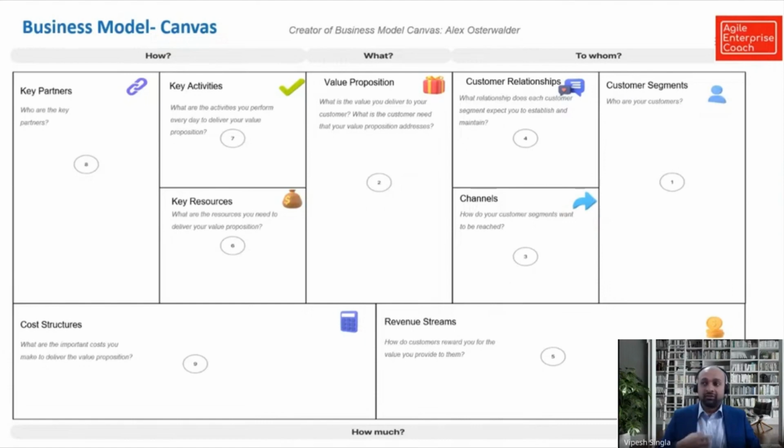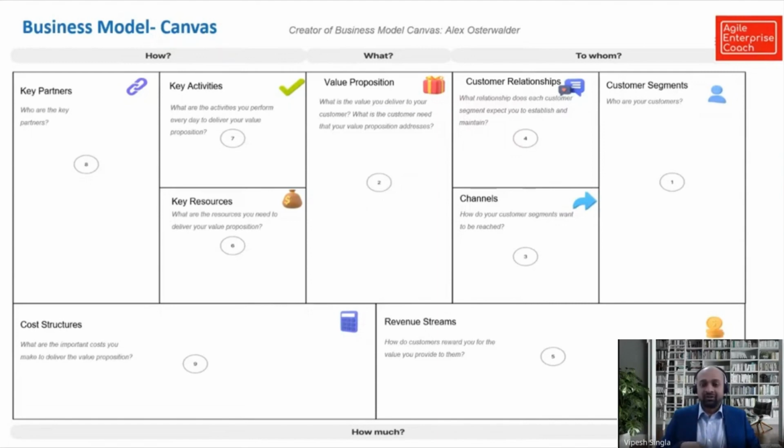If you look at the management consultants who used to do the business model before the business model canvas came into the picture, the same kind of details would be written in a 10 to 15 or 20-page document, and it would take a lot of time to go through. And if you wanted to do a presentation, it used to become very complex to understand what the actual business model was.